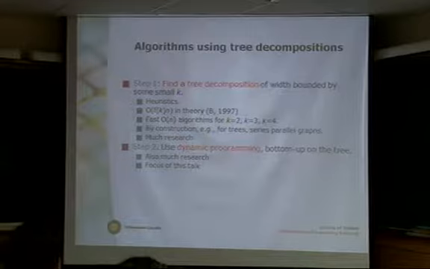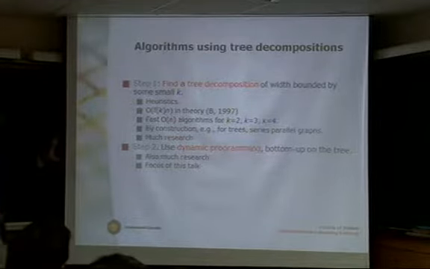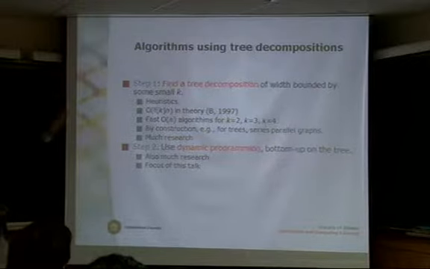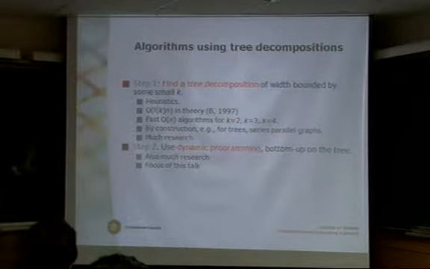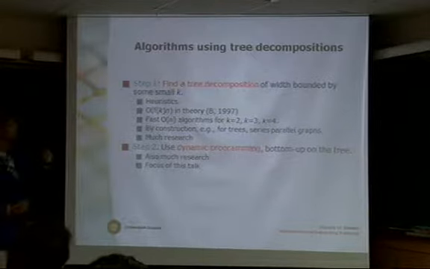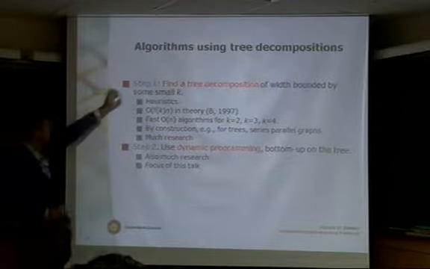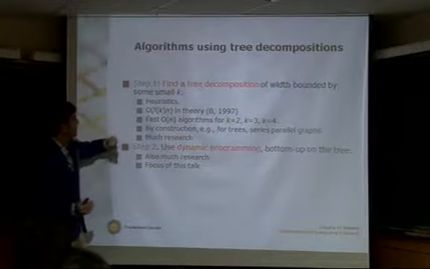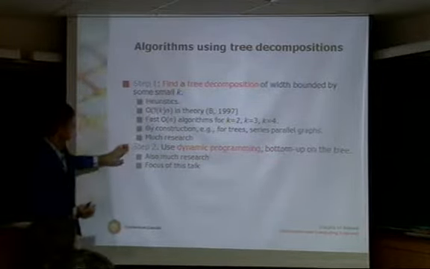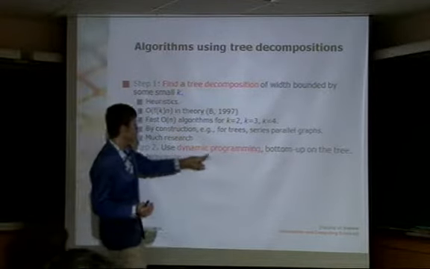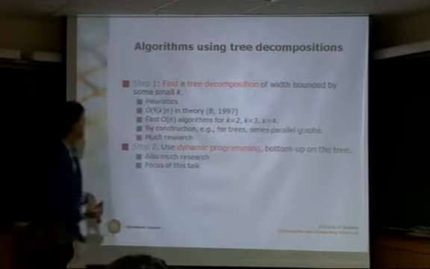One way tree width is used is in algorithms that exploit tree decompositions. Many problems which are hard on arbitrary graphs have an algorithm which is linear or sometimes polynomial time if you restrict them to graphs of small tree width. Most of these algorithms have the following structure. There are 2 steps. The first step is to find some tree decomposition of width bounded by some small, say, constant k. The second step is to use dynamic programming bottom up on the tree.